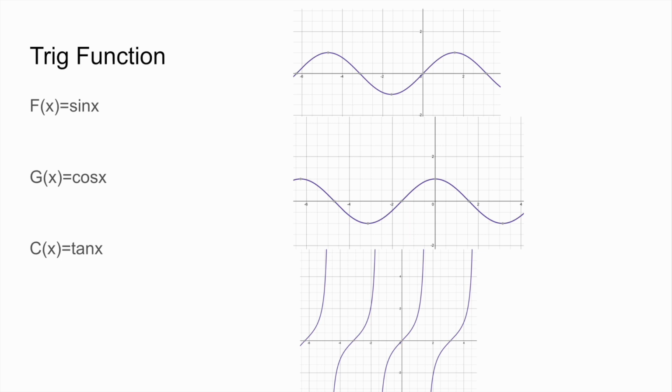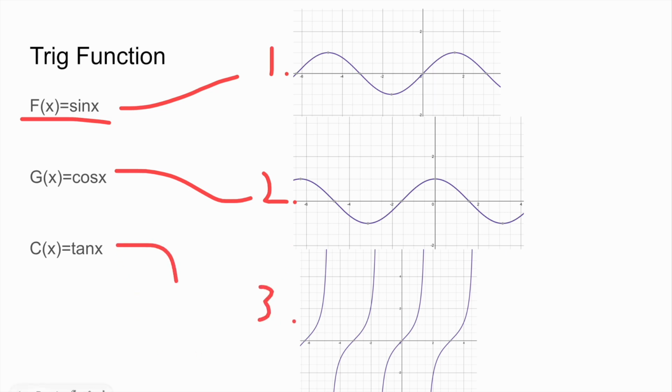And thirdly, the trigonometric functions. These are widely used in trigonometry. The first graph on the right-hand side is paired with sine x, the second one is paired with cosine x, and the third one is paired with tangent x. These are the three main types of trigonometric functions that are widely used.